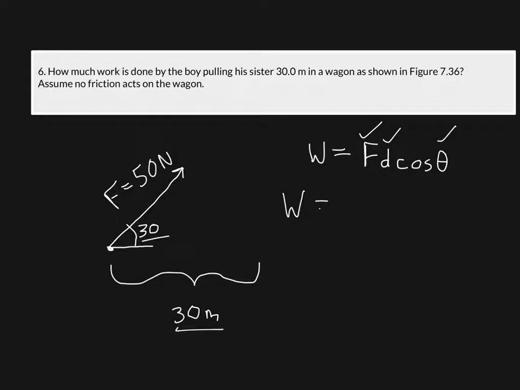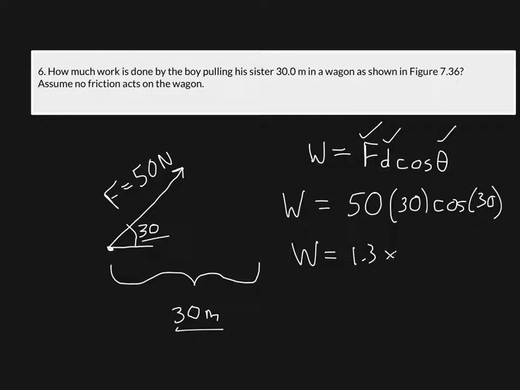The work is equal to the force, which we're given in the picture is 50 newtons, times the distance that we travel, which is 30 meters, times the cosine of 30 degrees. If you plug all of this into your calculator, you will find a work equal to 1.3 times 10 to the third joules. And that's the basic idea behind solving a work problem. You plug in your various values for your forces, your distances, and your thetas.